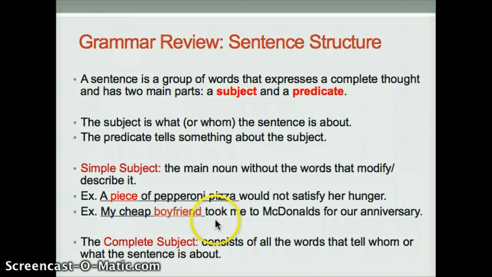So we have clearly delineated subjects in these examples. But every sentence that you write needs to have a subject and then a verb or a predicate that tells us something about the subject. So if you just had the predicate or you just had the subject, that sentence would be incomplete. So you need both of those parts together to form a complete sentence.